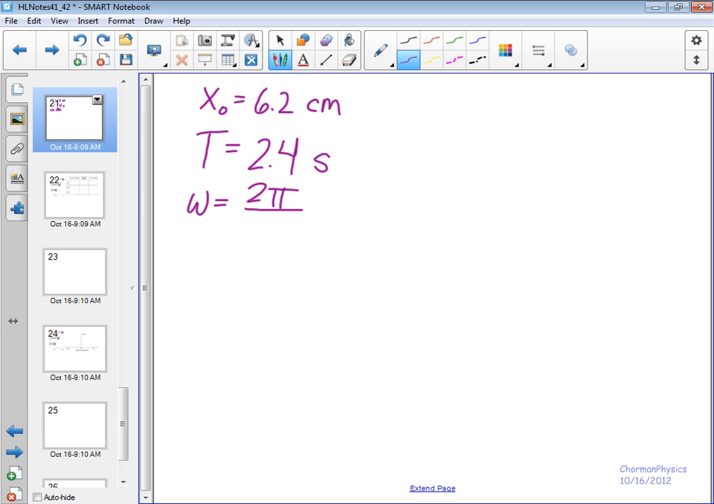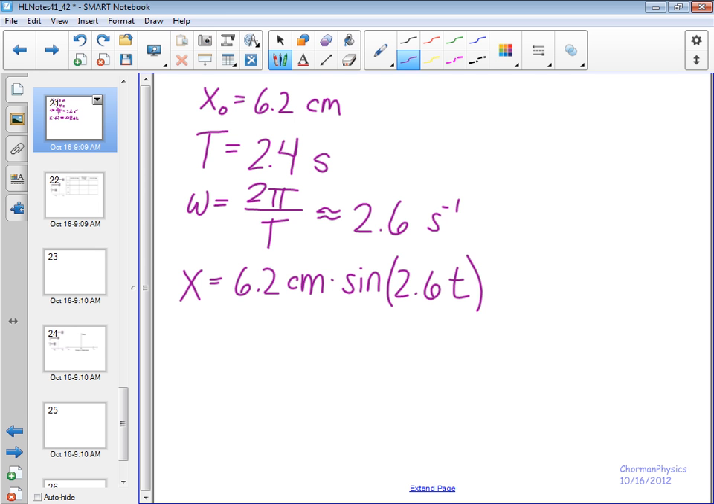All right, so I'm just going to write down everything here because you can see on the graph that the period is 2.4 seconds, the time over which it starts to repeat itself. And the angular frequency is approximately 2.6 radians per second. Therefore, the displacement function looks like the following.